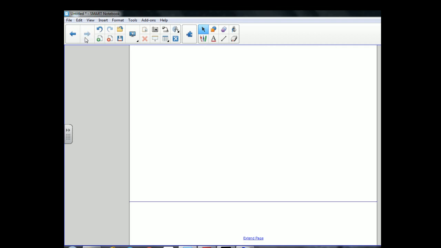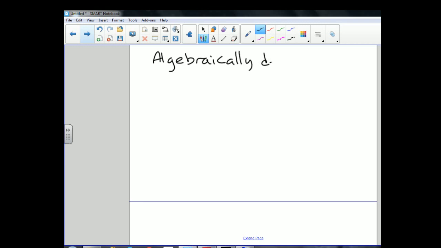But in this section, we're also going to look at the algebraic. So we're going to algebraically determine limits as well. Now we're going to be using some rules here, and this comes from your text from pages 26 through 28. So we've looked at limits numerically, now we're going to look at limits algebraically.